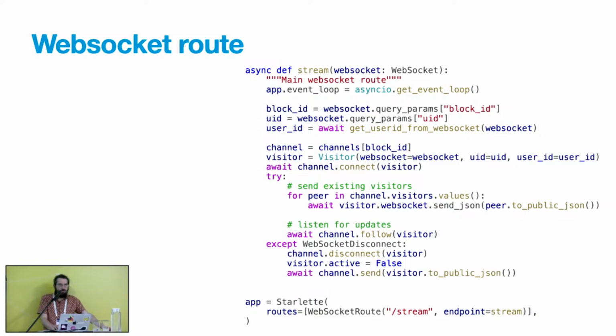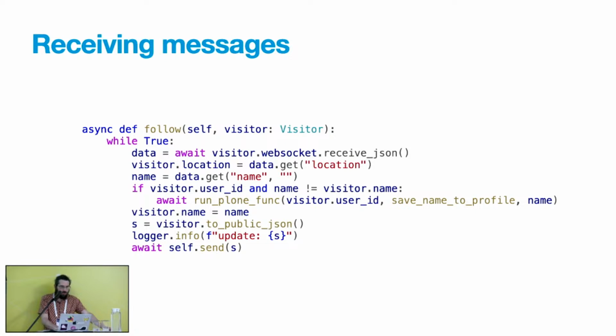That last piece of listening for the messages that are coming in looks like this. So it's just an endless loop. We await for the next message that's been sent. So that can take however long it takes. Other processing is happening in the background. And then we take the location and name, update our visitor, and send it to all of the other people who are currently connected. So not a lot of complication to what's happening in the back end. And also, obviously, not a lot of Plone specific stuff here.